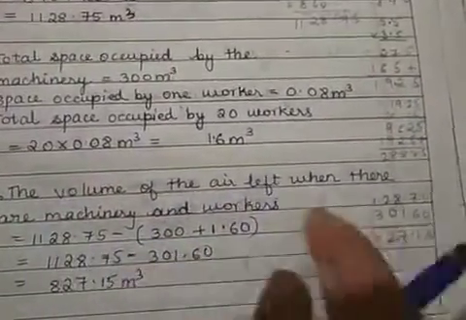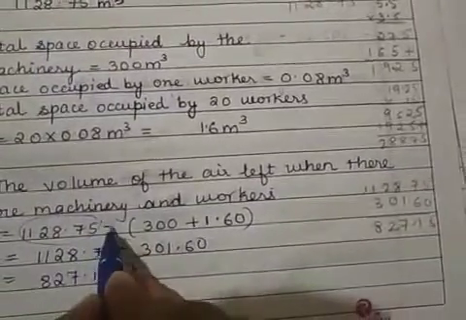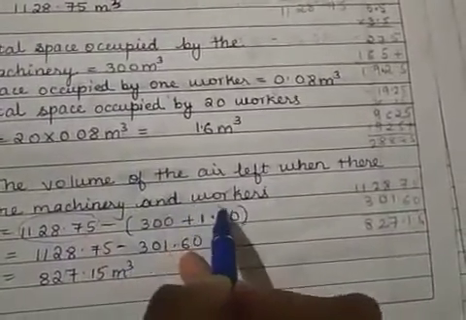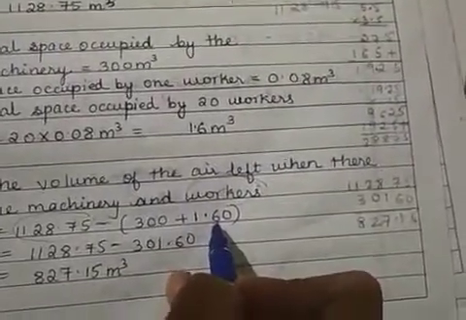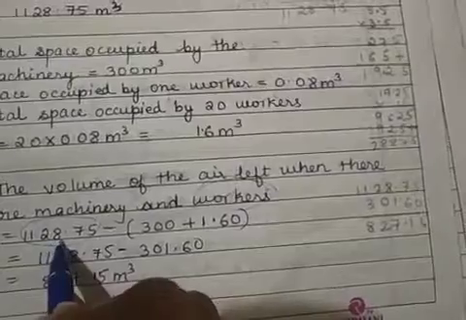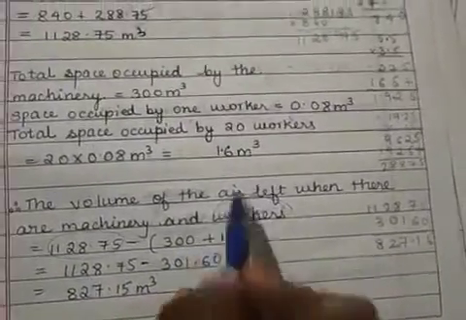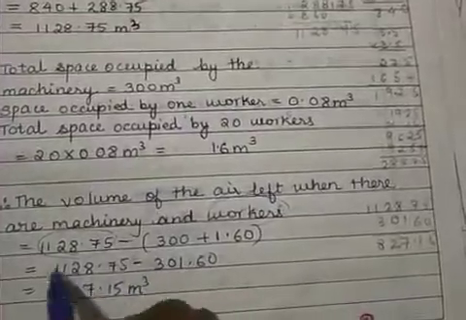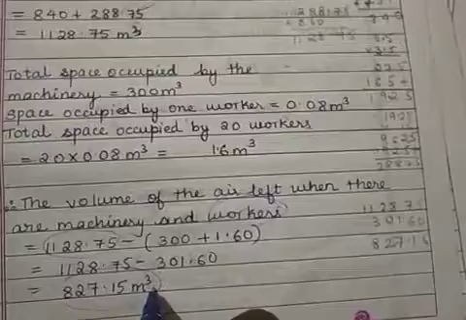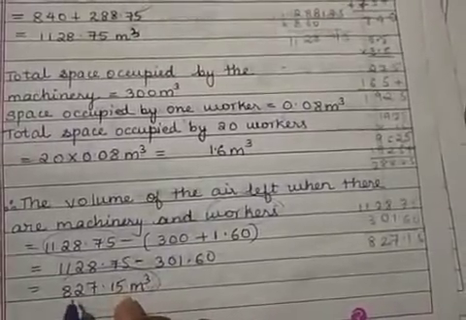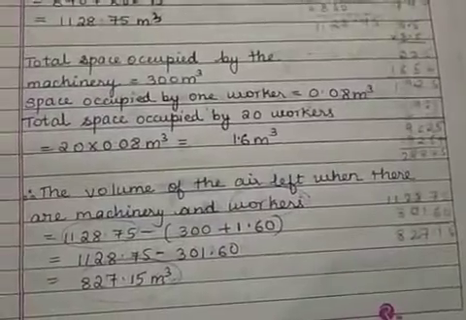Okay, so that will be the total volume which is there minus the volume of the machinery plus the volume of the space occupied by the workers, right? So it will be 1128.75 minus 300 plus 1.60, and on simplifying we get the volume of air which is remaining in the shed as 827.15 meters cube.